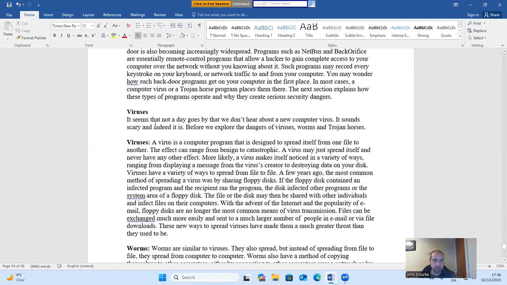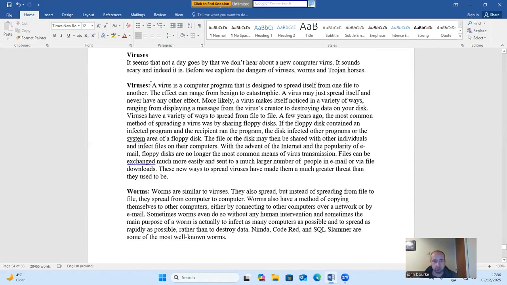Viruses. It seems that not a day goes by when we don't hear about a new computer virus. It sounds scary, and indeed it is, but we explore the dangers of viruses, worms, and Trojan horses. A virus is a computer program that is designed to spread itself from one file to another. The effect can range from benign to catastrophic. A virus may just spread itself and never have any other effect. More likely, a virus makes itself noticed in a variety of ways, ranging from displaying a message from the virus's creator to destroying data on your disk. Viruses use a variety of ways to spread from file to file.